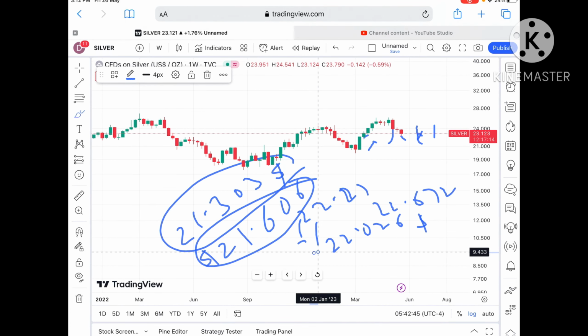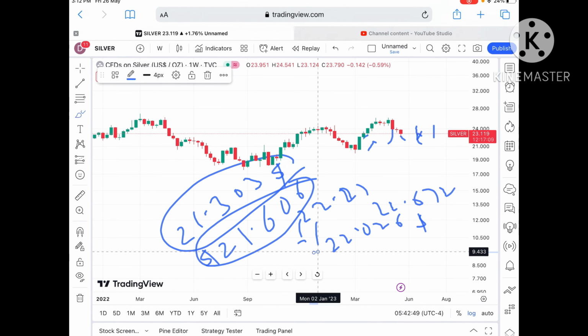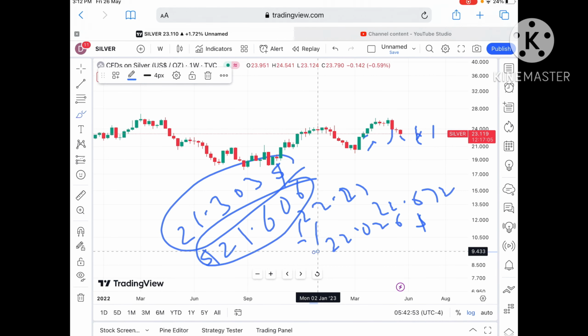And understand, always trail your SL and your profit, so that you can save your profit as well as your capital. That is very important.